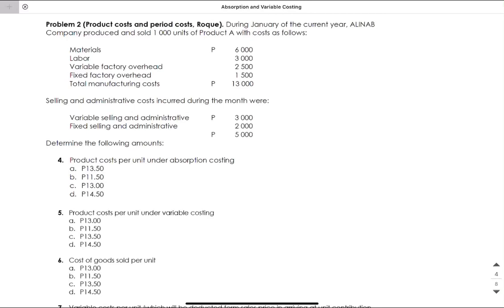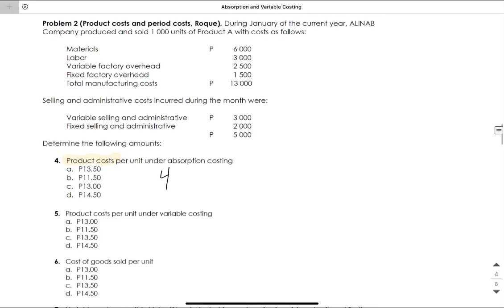So we are talking about product cost. Remember, we have 4 components under absorption costing. So what are they? These 4: 6,000, 3,000, 2,500, and 1,500. But per unit is what is being asked. So we have 6 plus 3 plus 2.5 plus 1.5. We have this total, 13,000. So 13,000 divided by 1,000, we have 13 per unit. So this is your answer.